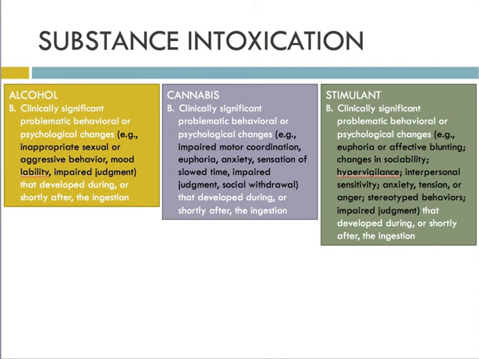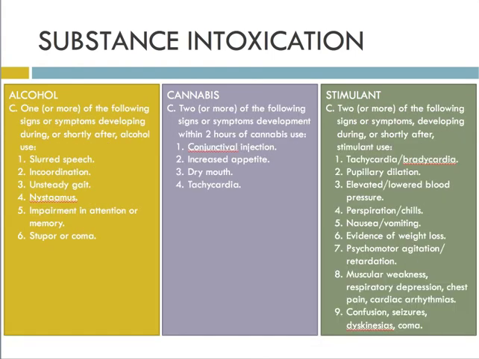So for alcohol, criterion B includes as examples inappropriate sexual or aggressive behavior, mood lability or impaired judgment. For cannabis, the examples include impaired motor coordination, euphoria, anxiety, sensation of slowed time, impaired judgment, or social withdrawal. And for stimulants, the examples include euphoria or affective blunting, changes in sociability, hypervigilance, interpersonal sensitivity, anxiety, tension, or anger, stereotyped behaviors, or impaired judgment. In addition, each of the separate diagnoses for alcohol intoxication, cannabis intoxication, and stimulant intoxication also specify the particular signs or symptoms that the person must experience.